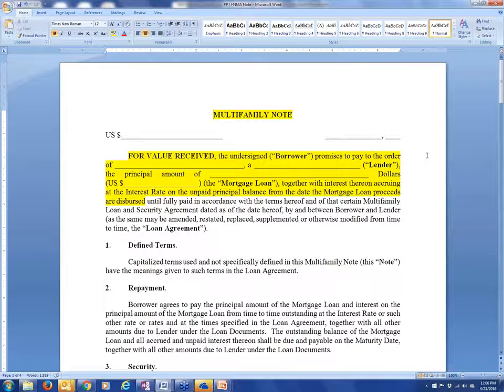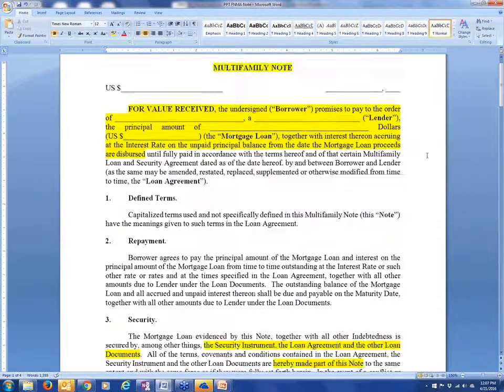Now, as you can see, this is the controlling paragraph, the controlling phrase. For value received, the undersigned, the borrower, promises to pay to the order of the lender the principal amount of $1 million, together with interest thereon accruing at the interest rate on the unpaid principal balance from the date the mortgage loan proceeds are disbursed. That's it. That's what the note is all about. The borrower is going to pay the lender this amount of money with interest as stipulated in this document.